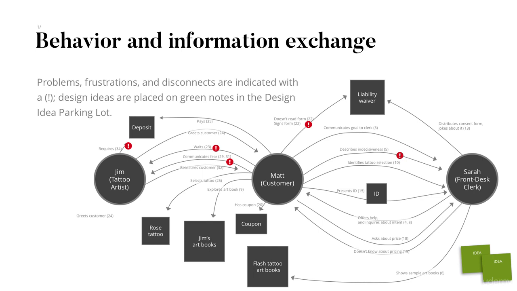And similarly, it's tempting when you see something wrong to go fix it. And so we're going to create that design parking lot where we're going to put those green notes. This is going to be the first model, that behavior and information exchange model. It's going to represent information flow and the way that people behave, and it's going to give us a visual representation of the entire transcript. We went through line by line, very methodically adding content all the way through the entire experience.